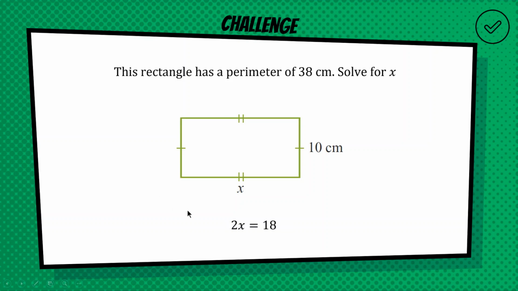And now you got to ask yourselves, well, what number, when I double it, do I get 18? The answer is 9. Okay, well done if you figured out that the value of x is 9 centimeters.